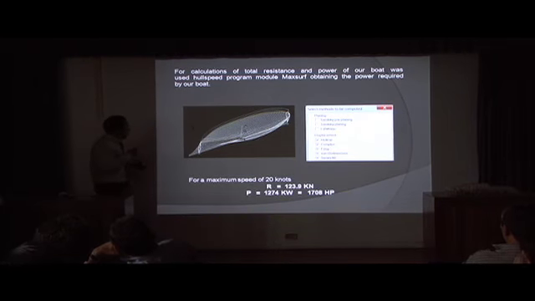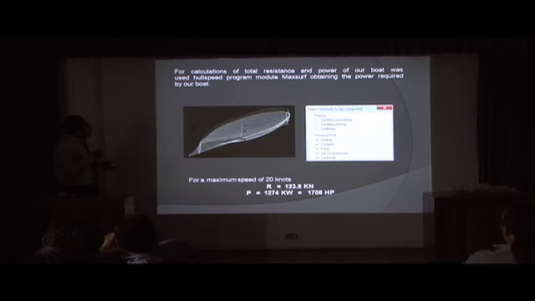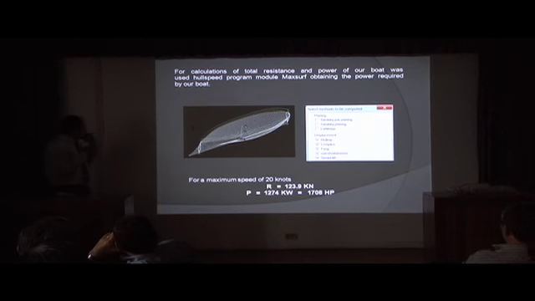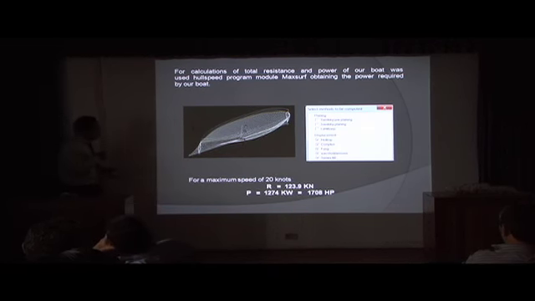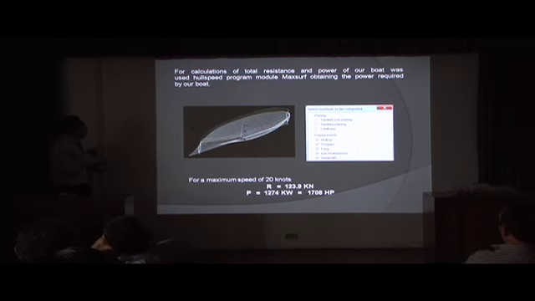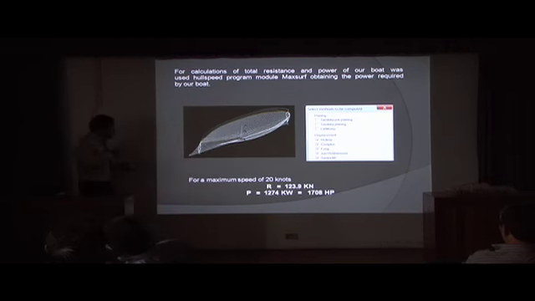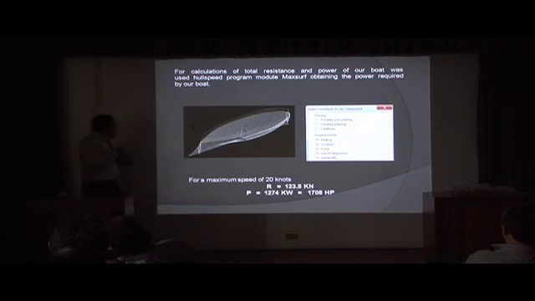For calculation of total resistance and power of our boat, the Hull Speed program module of MaxSurf was used, obtaining the power required by our boat. For a maximum speed of 20 knots, the total resistance is 123.9 kN, and power is 1,708 HP.